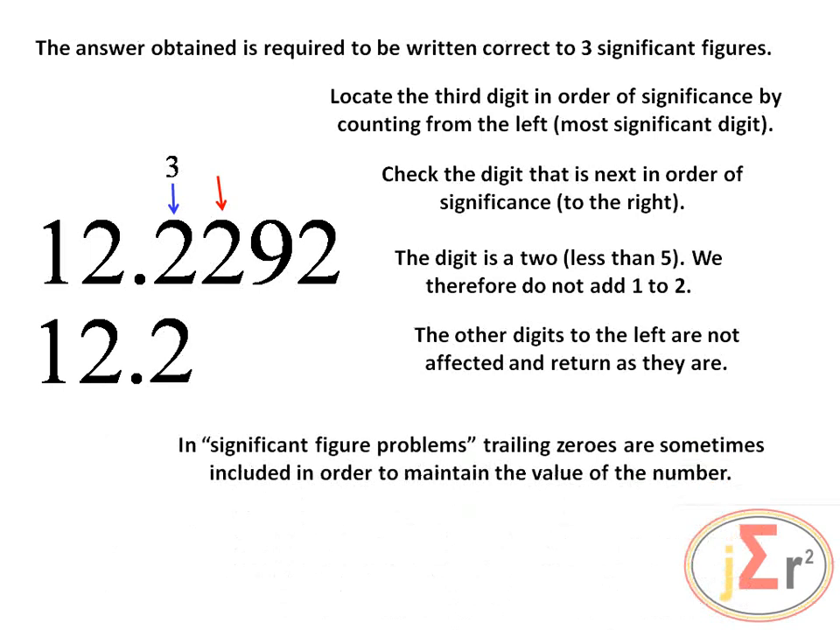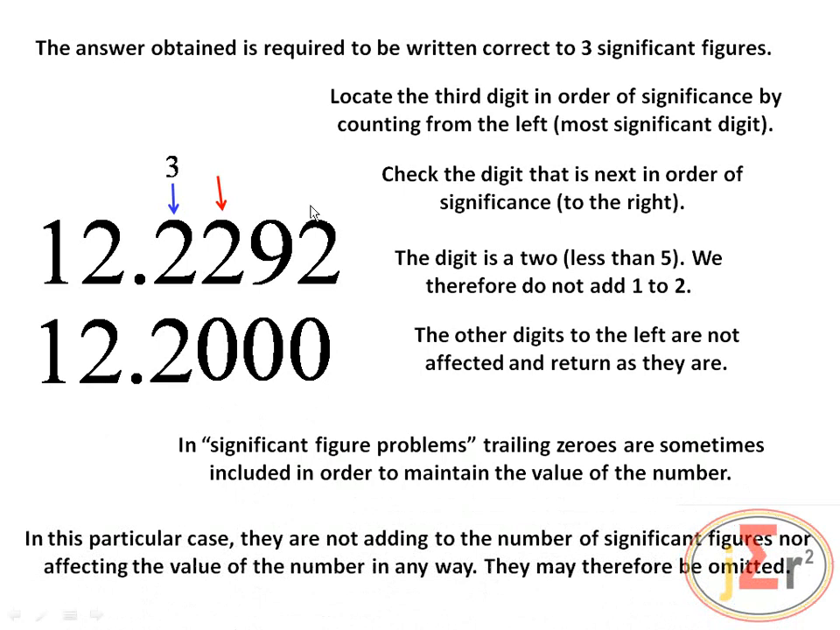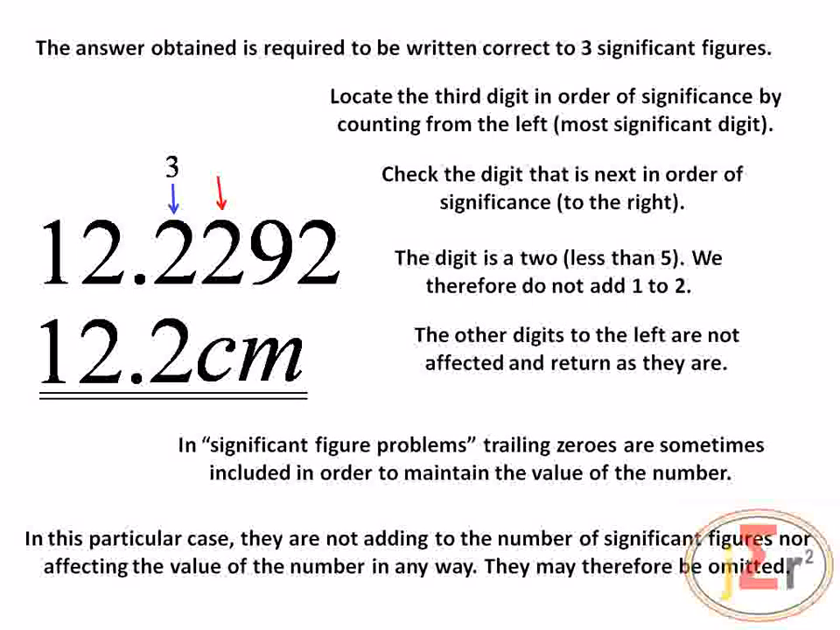In significant figure problems, trailing zeros are sometimes included in order to maintain the value of the number, like that. In this particular case, they are not adding to the number of significant figures nor affecting the value of the number in any way. Therefore, they may be omitted. And that is our answer, written to 3 significant figures.